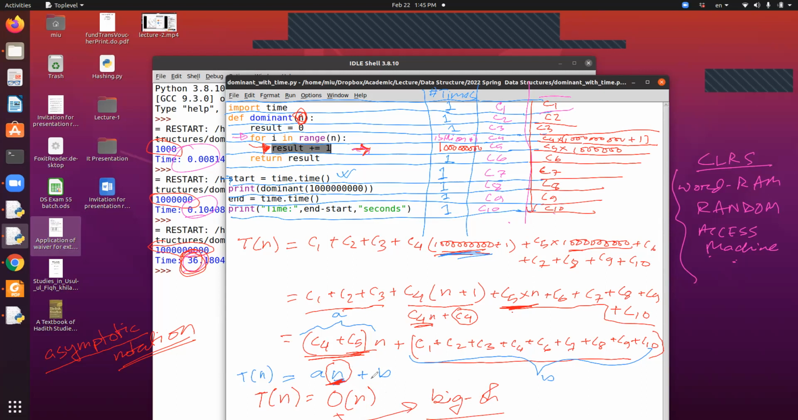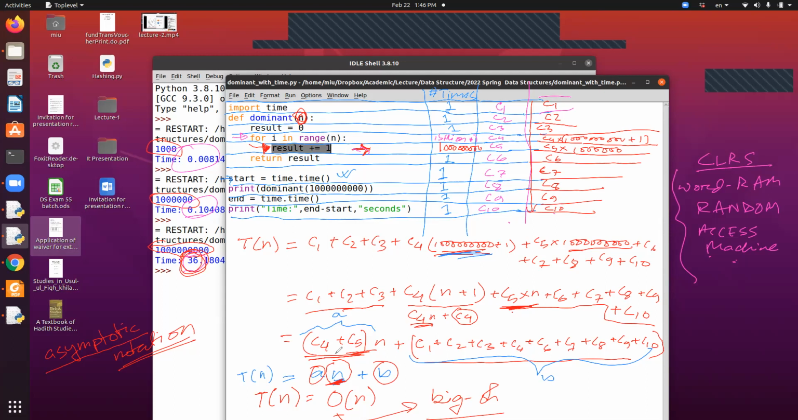What does it mean? It means what we know already, that this term is dominant. When we increase n to a large number, the running time would be dependent on this term, not on A, not on B, because these are insignificant when we increase n to say 1 billion or 1 trillion or even more.